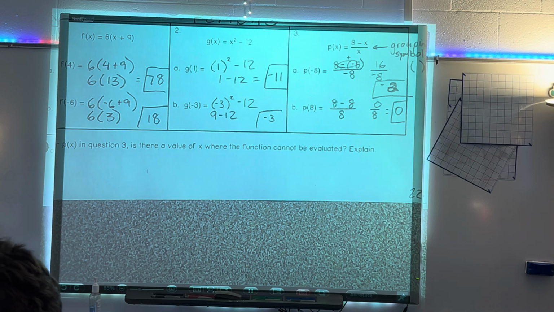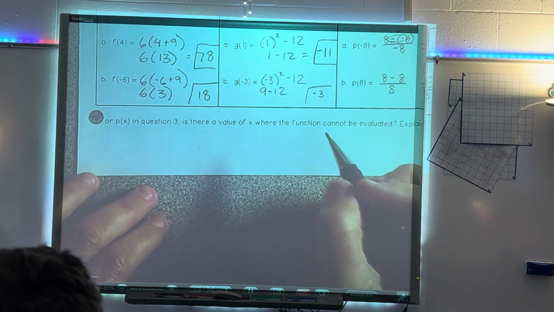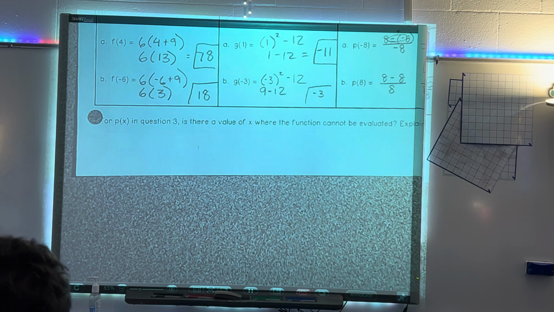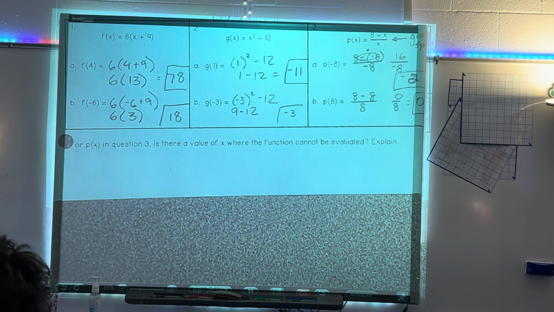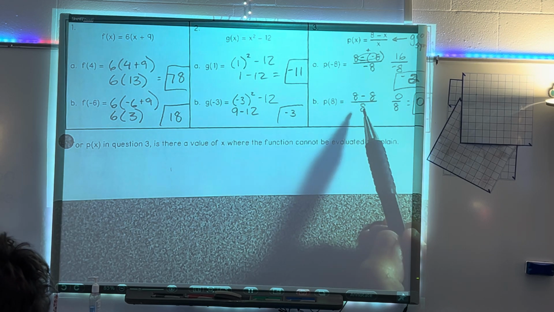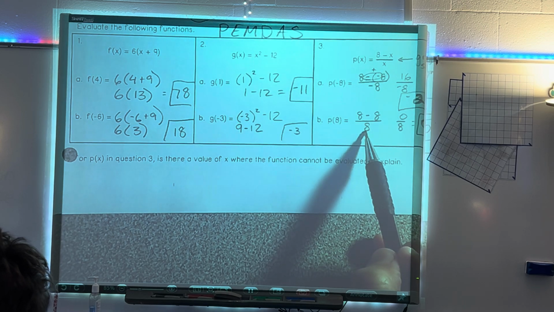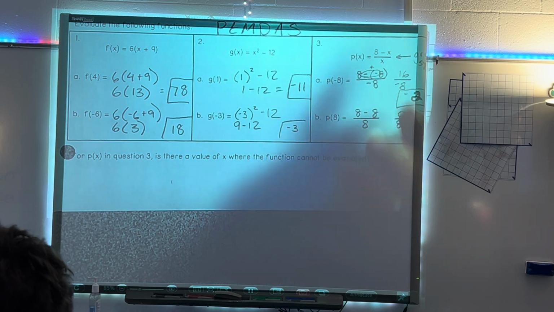So here's what I want you to do, in your calculator, I want you to evaluate this if X was 0. So on top, what would I get if X was 0?